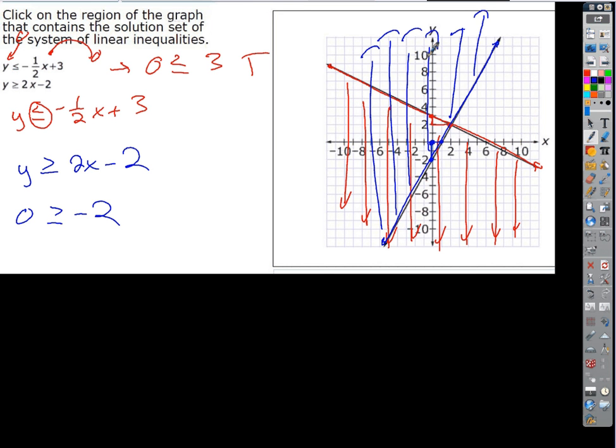Okay, so then what do you think? If we're going to click on the region of the graph that contains the solution set of the system of linear inequalities, where's the solution of everything together? Where they're both shaded. Yeah, it's going to be the double shaded part, because remember, every part of the system has to be true. So we would only pick the part where they're both shaded. So how do you do that on Desmos? If you can use Desmos on this question, it becomes really simple. It does all this stuff for you.